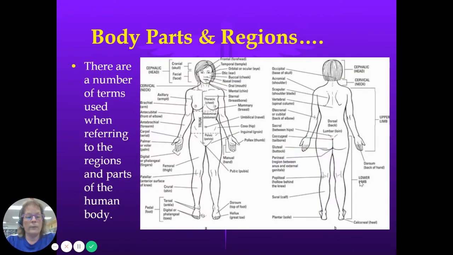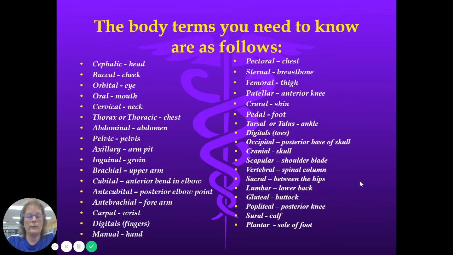All right, there are a number of terms used when referring to regions and parts of the human body. There are a ton in this picture here, but I listed the ones that we work with every year on this slide. Sometimes you'll see a variation on these words. To be honest with you, I haven't checked every single one of these words in OpenStax, but depending on which textbook you're in, you might find a slight variation, but generally they're all the same. Cephalic is the head, buccal is the cheek, the orbitals are the eyes. It's just fancy anatomical words for normal everyday body parts.